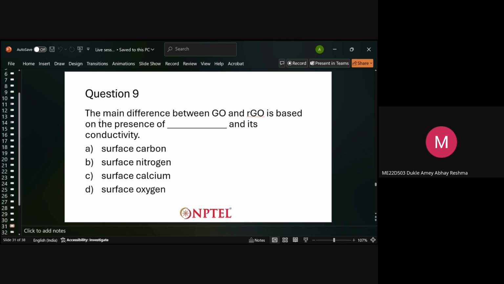The ninth question, basically, what is the main difference? So the main difference between graphene oxide and reduced graphene oxide is based on the presence of dash and its conductivity.